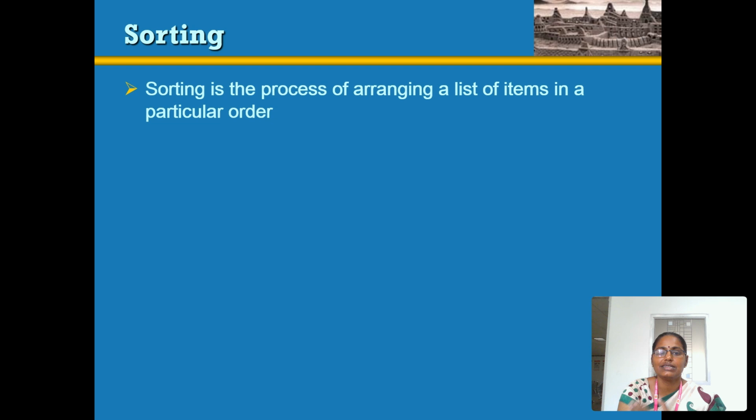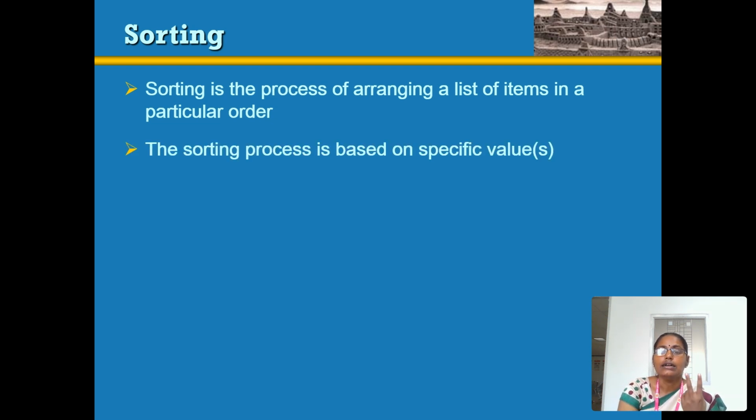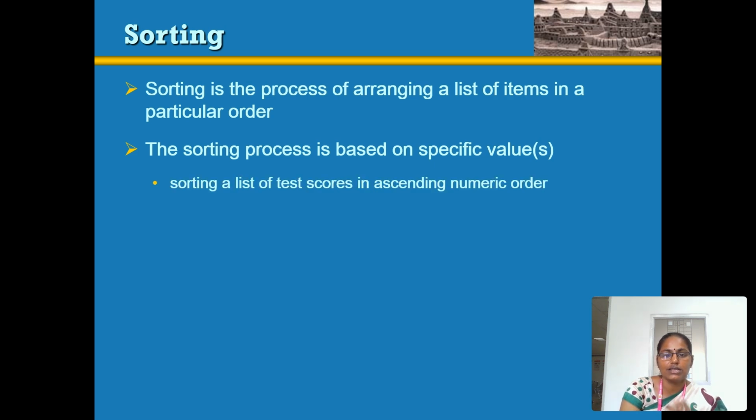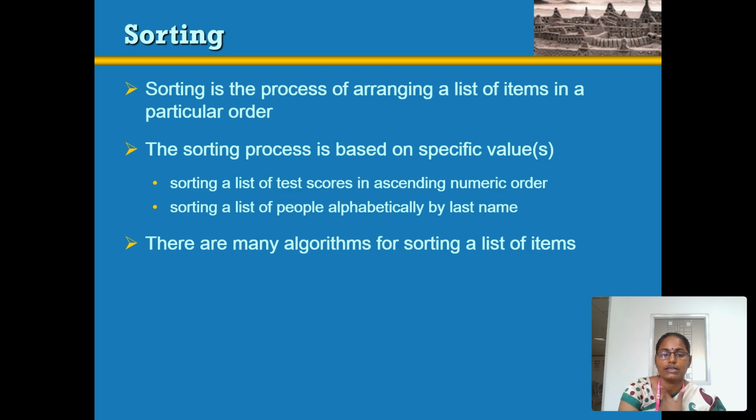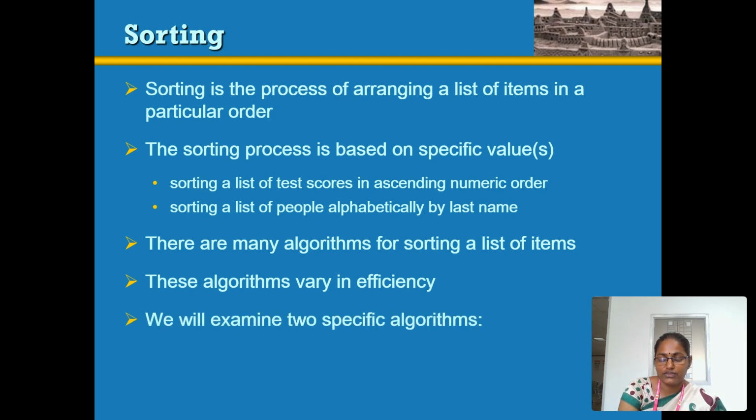Arranging a list of elements in a particular order is called sorting. There are mainly two types of sorting: one is ascending order, another is descending order, based on specific values. Sorting arranges a list of values in ascending numeric order or alphabetically. There are many algorithms for sorting a list of items, and their efficiency depends on the algorithm.